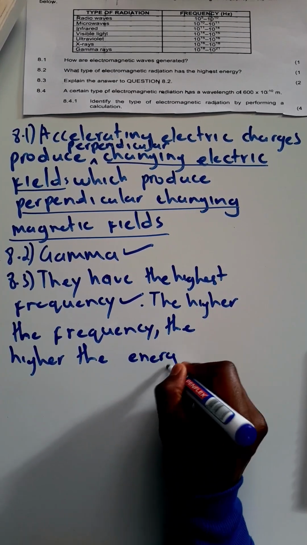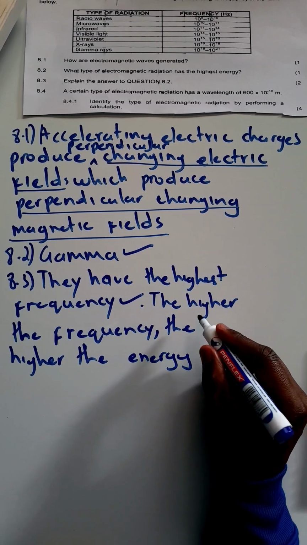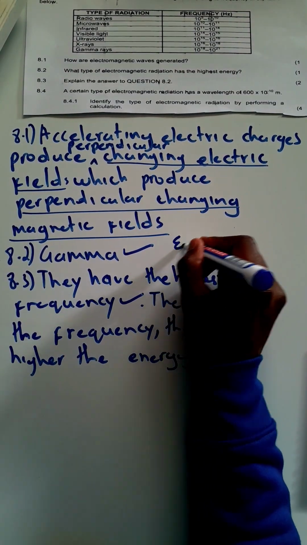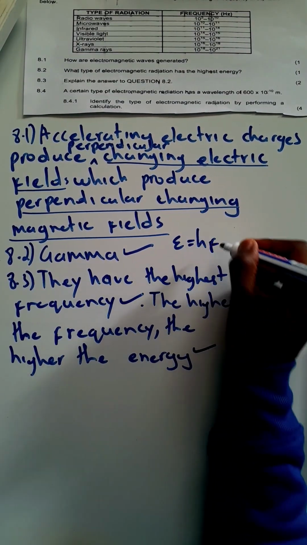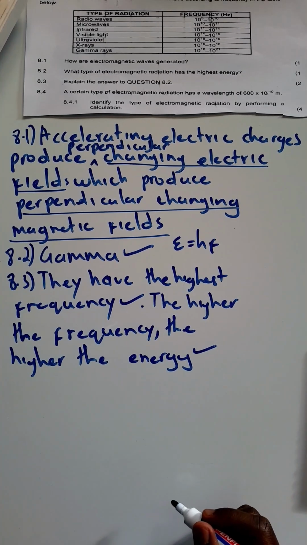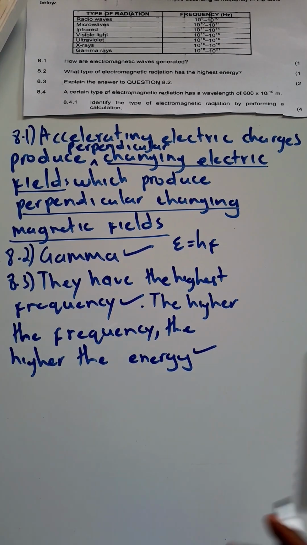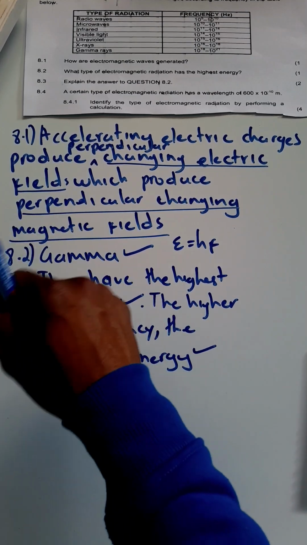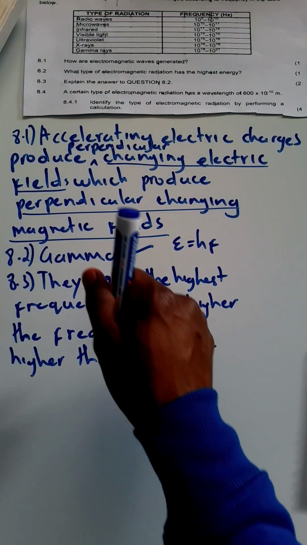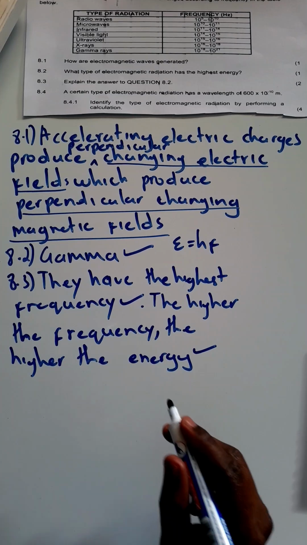And sometimes it's important to indicate the formula that you refer to. Just put it over here and say the formula that relates energy and frequency. This is the formula that shows that the higher the frequency, the higher the energy of an electromagnetic wave. Okay.